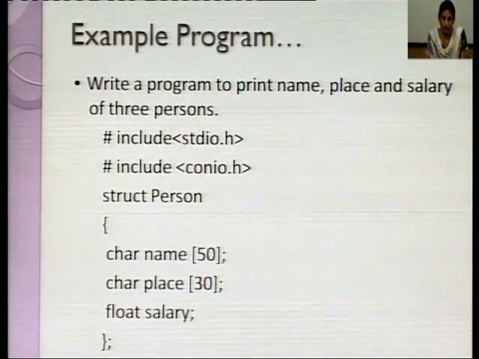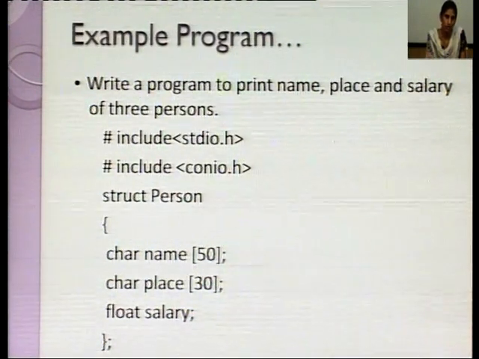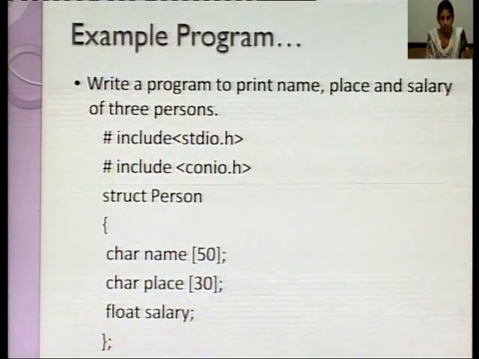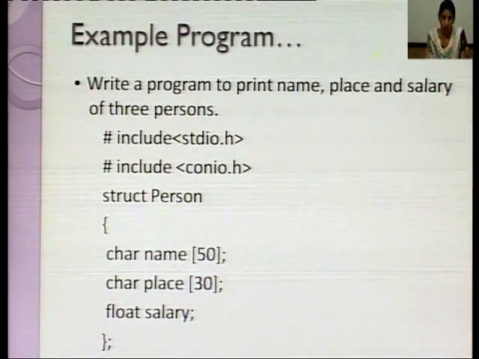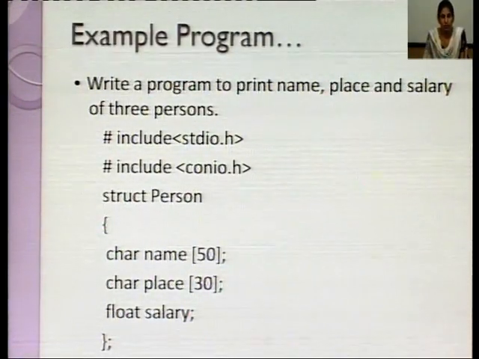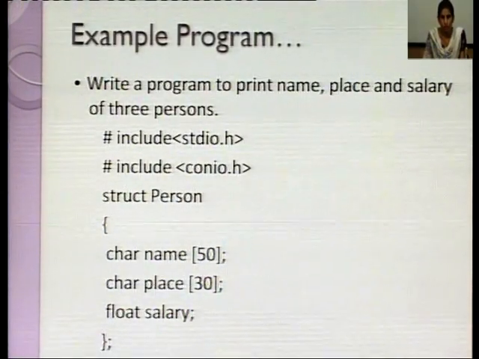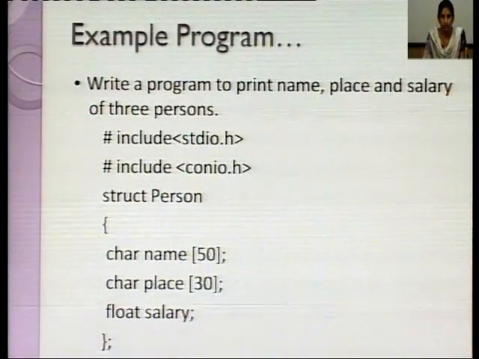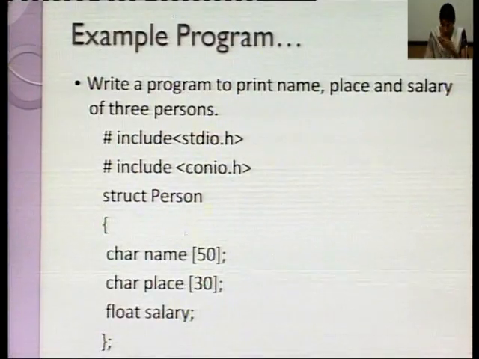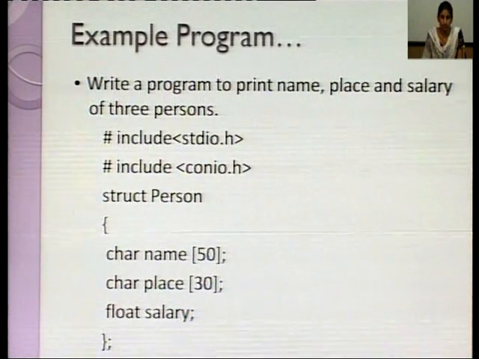That is standard input output dot stdio.h, that stands for standard input output header file. Then we will include conio.h, that is console input output header file. Then we will declare the structure, that is person. Person is the name of structure and struct is the keyword which is used to declare or define the structure. Curly braces start, then we will declare all the members of the structure.